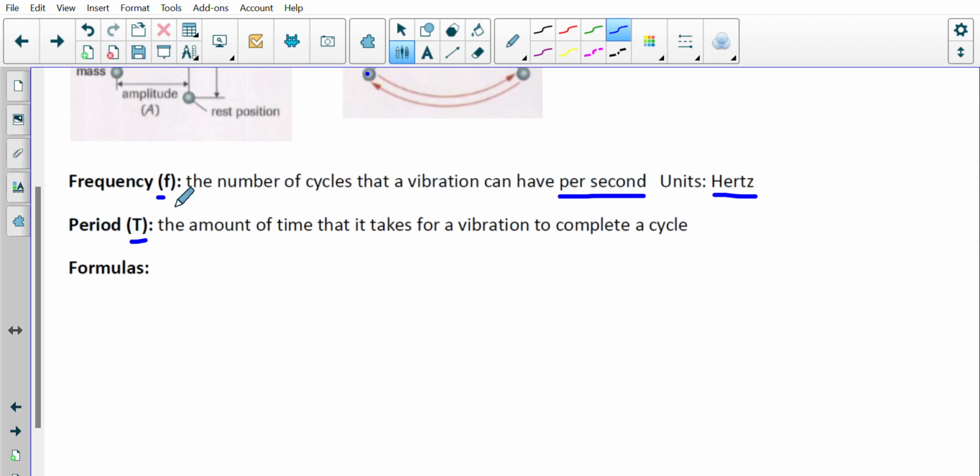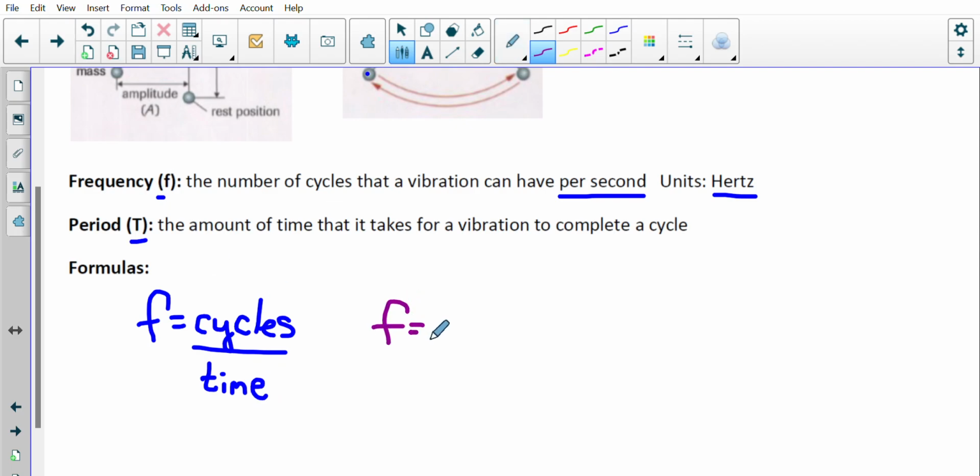And again, because frequency is the number of cycles that a vibration can have per second, frequency is equal to cycles, the amount of cycles this wave performs, per amount of time. And also, we have a relationship between frequency and period where f is just equal to 1 over the period.